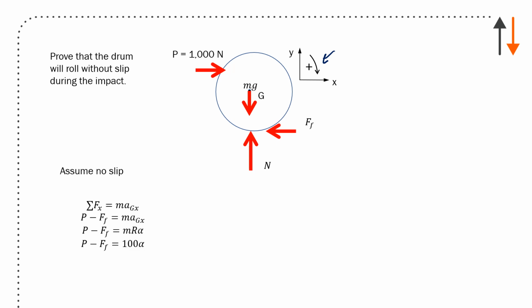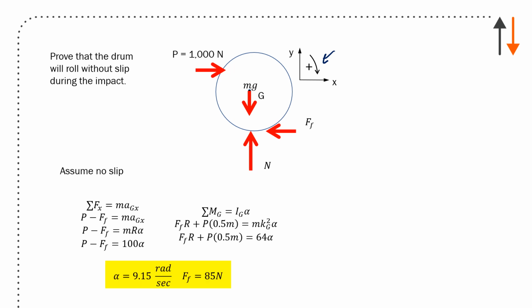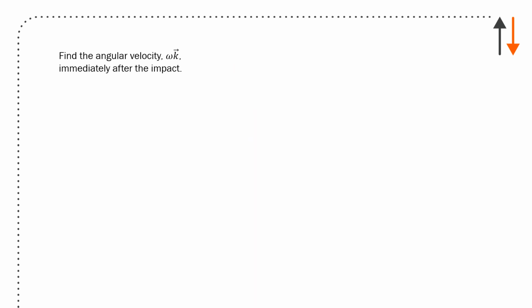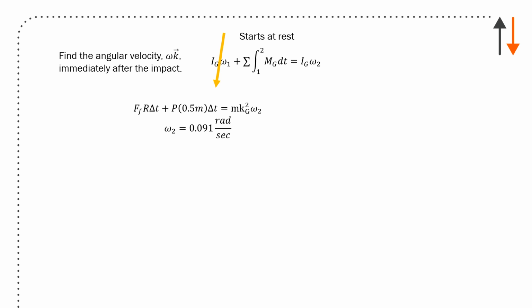Solve through some forces in x, some moments about G, and I'll get alpha is 9.15 rad/s² and force of friction, which equals 85 newtons. Check the assumption, force S max, 392.4 newtons. After that, the angular velocity, I'm going to assume starts from rest. It's occurring over some time, and I solve through and I get omega 2, which is 0.091 rad/s.